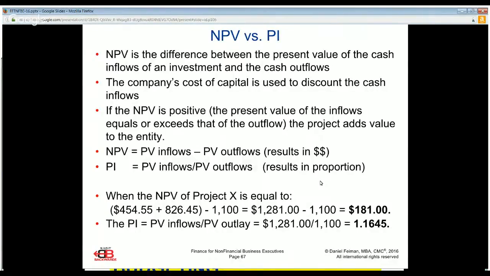What we're looking for is a positive net present value and a profitability index above 1 to start with. Then we can look at these in relationship to the benchmarks or the hurdles or the minimum thresholds to determine if the project is good enough compared to those.